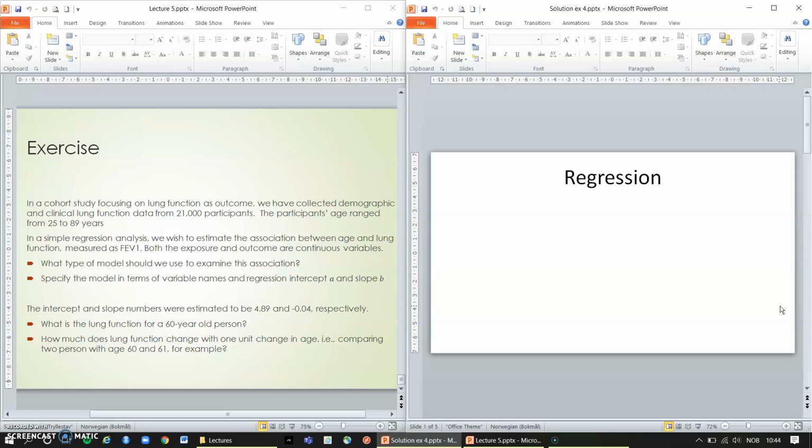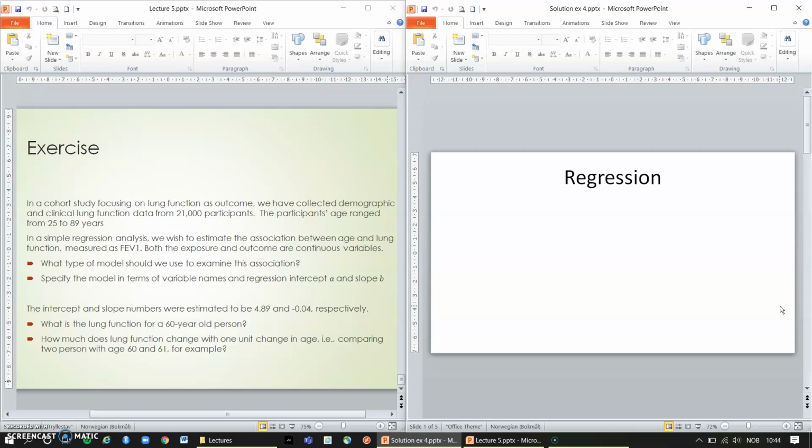In a simple regression analysis, we want to estimate the association between age and lung function measured as FEV1. FEV1 means forced expiratory volume in liters per second. In other words, we want to estimate how much the lung function decreases or increases with age. Both the age and FEV1 are continuous variables.